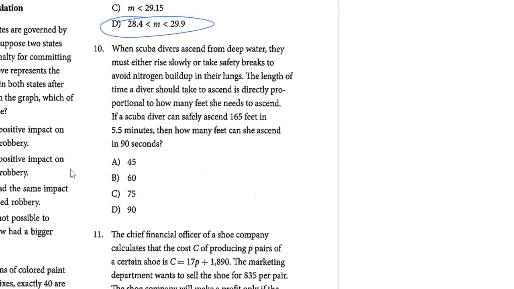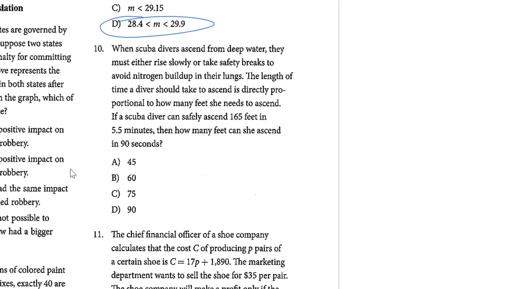All right, looking at question 10 here, we're going to deal with another proportion, right? So when scuba divers ascend from deep water, they must either rise slowly or take safety breaks to avoid nitrogen buildup in their lungs. The length of time a diver should take to ascend is directly proportional to how many feet she needs to ascend. If a scuba diver can safely ascend 165 feet in 5.5 minutes, how many feet can she ascend in 90 seconds? Okay. So let's do some conversions here.